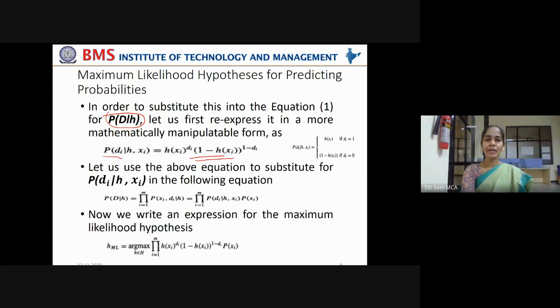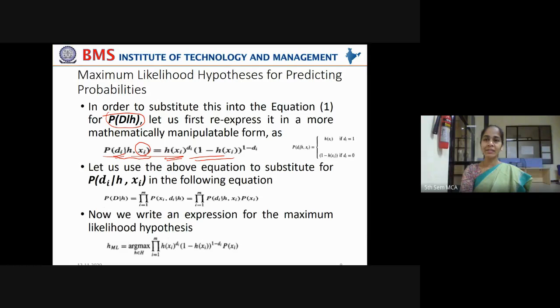P of di given H, xi. Again and again I am repeating, do not get bored. I want that terminology to be incorporated into your mind. Probability of a training instance xi, outcome di becoming 1 for the given hypothesis is equal to h of xi power di multiplied by 1 minus h of xi power 1 minus di.